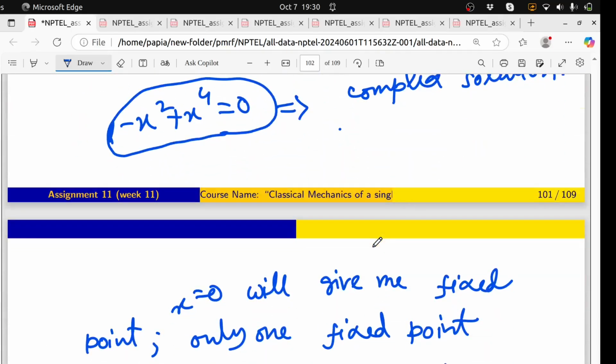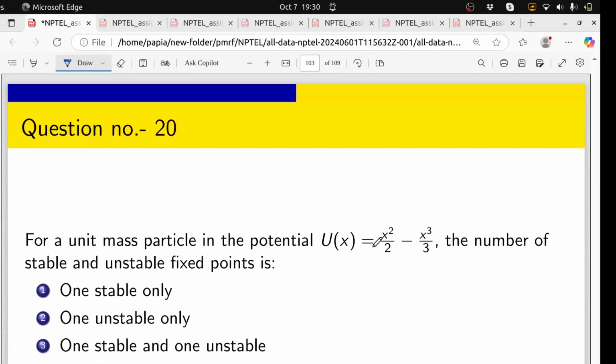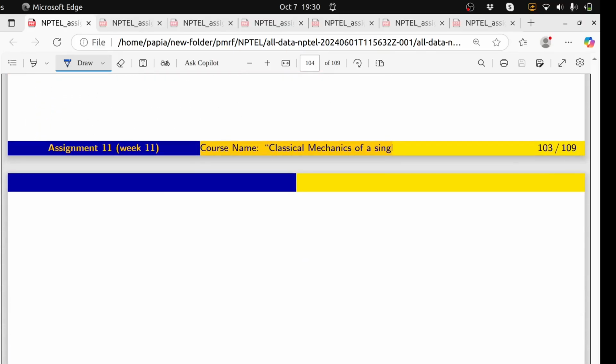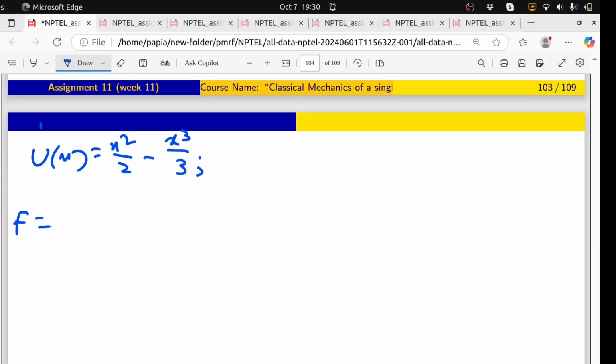Okay. Now coming to the last question. For a unit mass particle in the potential U equals x squared by 2 minus x cubed by 3, the number of stable and unstable fixed points is, okay, U(x) is x squared by 2 minus x cubed by 3. Very good. So F is minus dU/dx, which is x minus x squared.